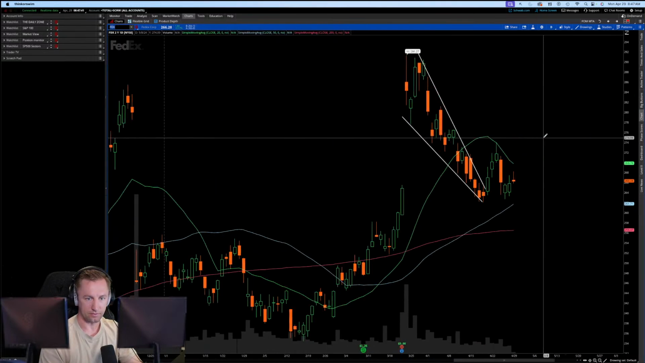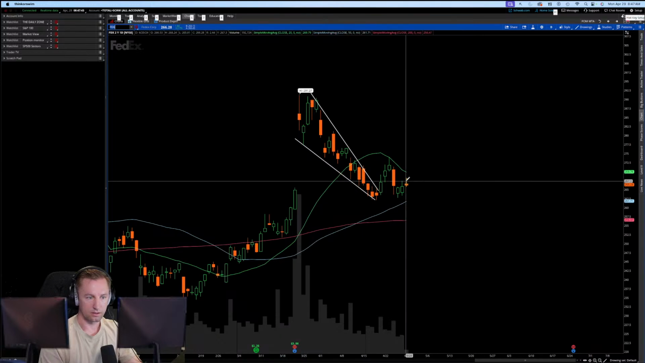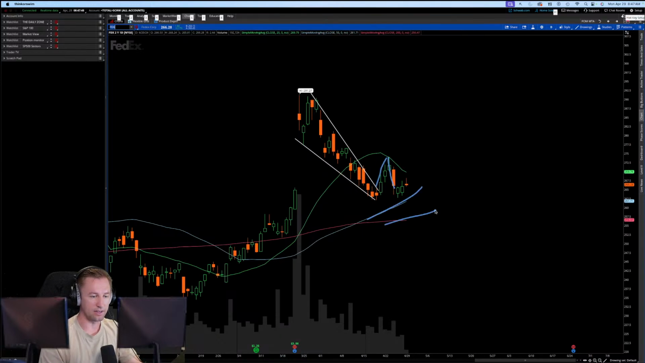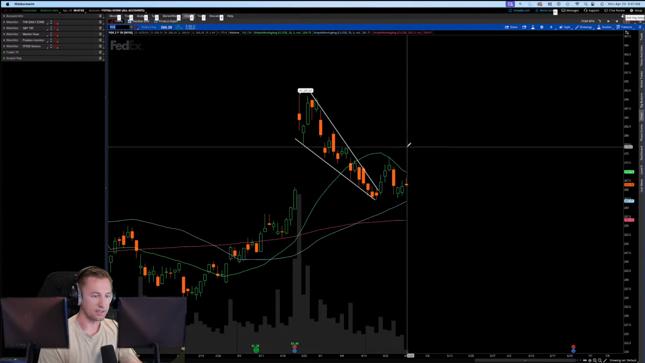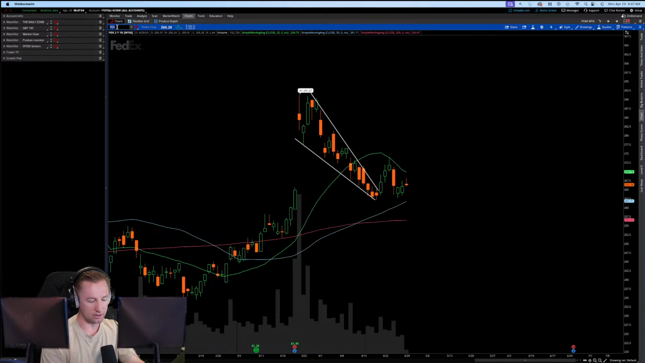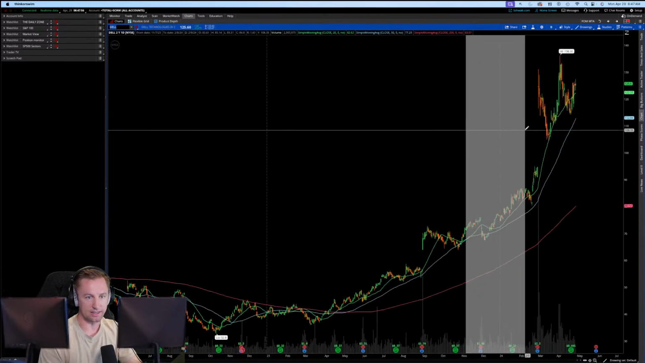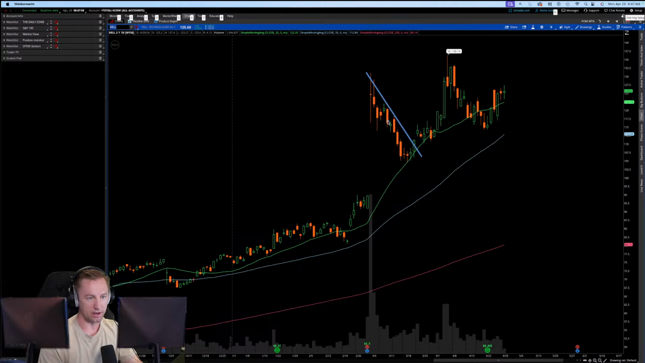FDX saw a nice breakout. It's still holding above a rising 50 and a 200, and now it's kind of just consolidating, chopping around here. It's not a horrible look. If you look at similar structures, like look at Dell, it did this same thing. You had this kind of wedge pattern. It broke out and kind of pulled in, and then it made another run. Now it's kind of consolidating here again and holding up rather well.